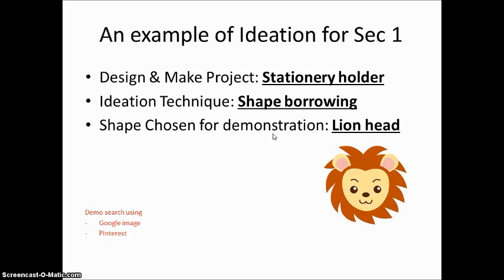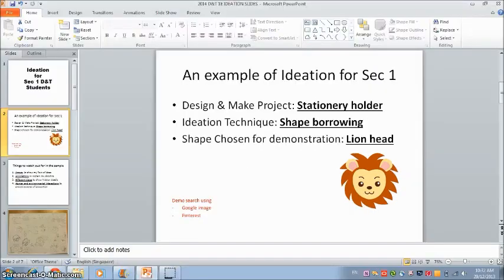For Sec 1, we will be designing and making a stationery holder. The ideation technique we will be using is the shape borrowing technique, and the shape chosen for demonstration will be the lion head. For a start, we can use Google Image to look for more pictures of the shape that we have chosen. And now I'm going to show you how I managed to find the picture of the lion head we have here.